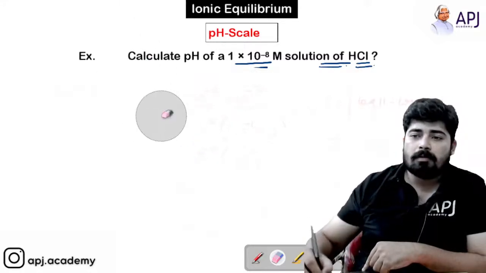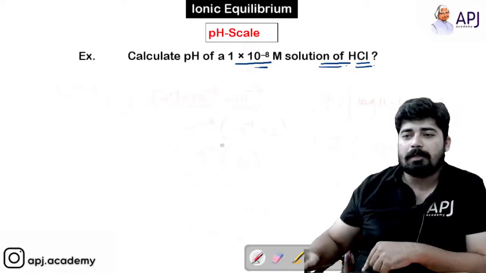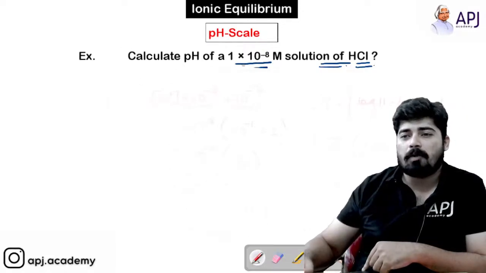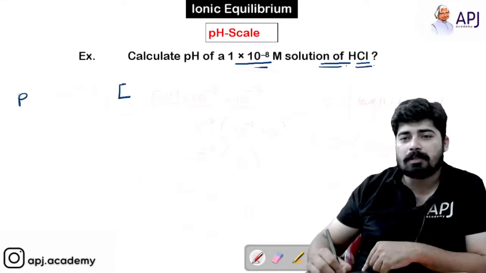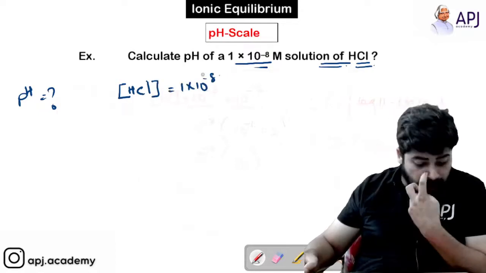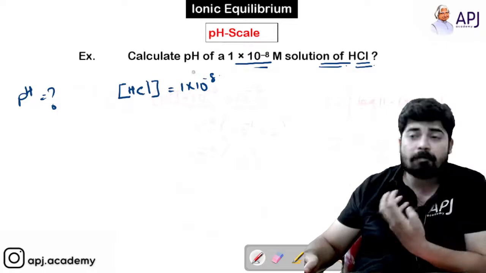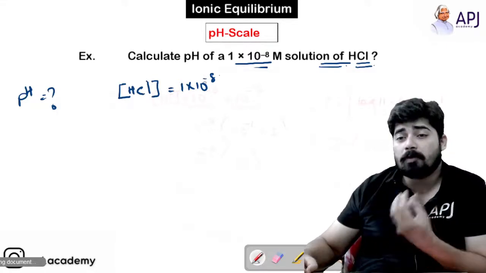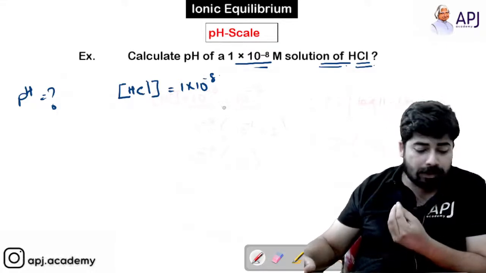Okay, now let's try this numerical problem, that is the pH of a solution. Here we have to calculate what is the pH. You are given the concentration of HCl, which is given as 1 into 10 raised to minus 8. First of all, we have to calculate, we have to obtain the concentration of H plus.